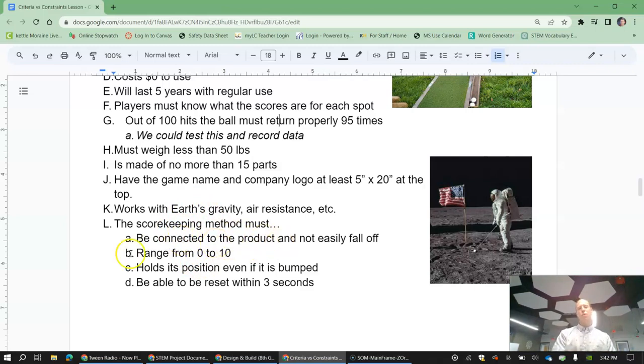Maybe the scorekeeping method shouldn't be something that easily falls off. It must range 0 to 10. It holds its position even if a person bumps into it or something, and it's able to reset in 3 seconds. So I just want you to see how detailed and precise we can get. And usually the more detailed and precise we can get, or the more organized we are, the more successful we can be too.